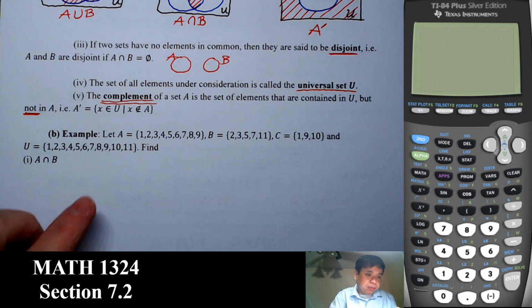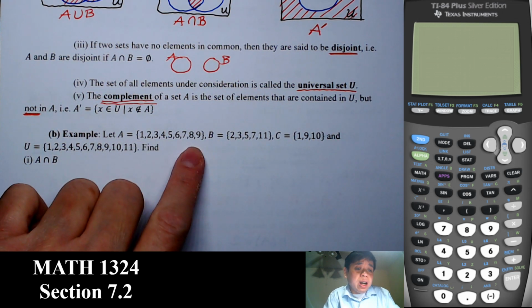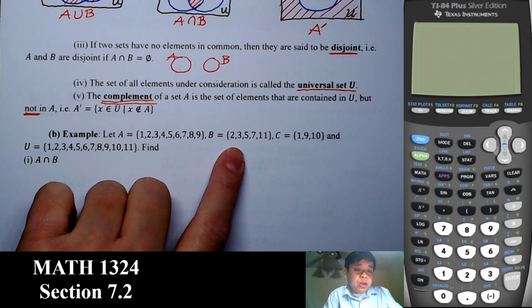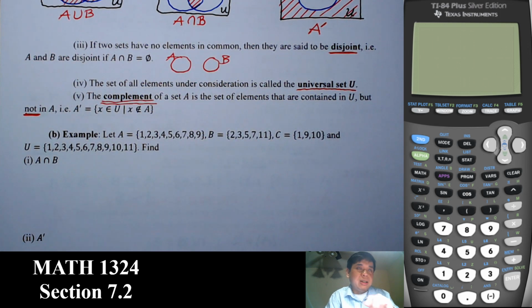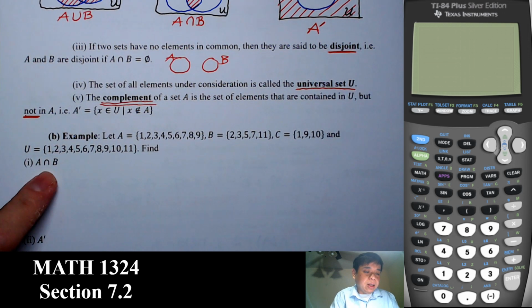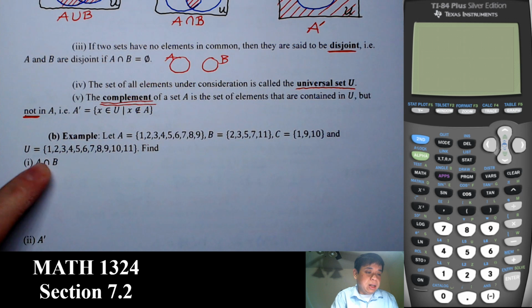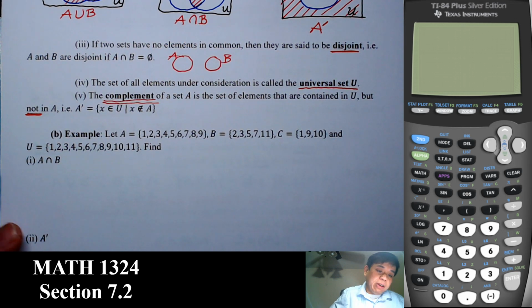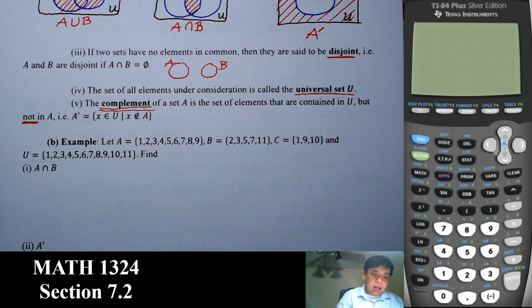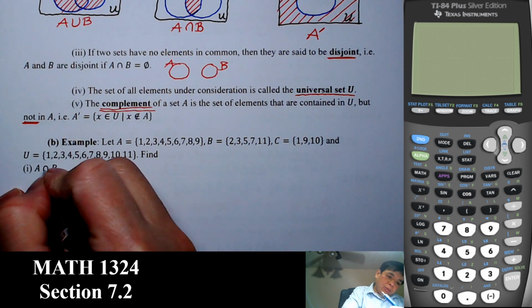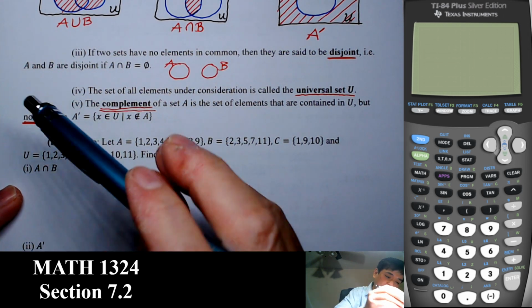Here we have an example. Let A be the set 1 to 9, B be 2, 3, 5, 7, and U will be from 1 to 11. Find the set A intersect B. So the upside down U is the intersection of A and B. So A and B, what do they have in common? We just have to write whatever is common to both. That means intersection.